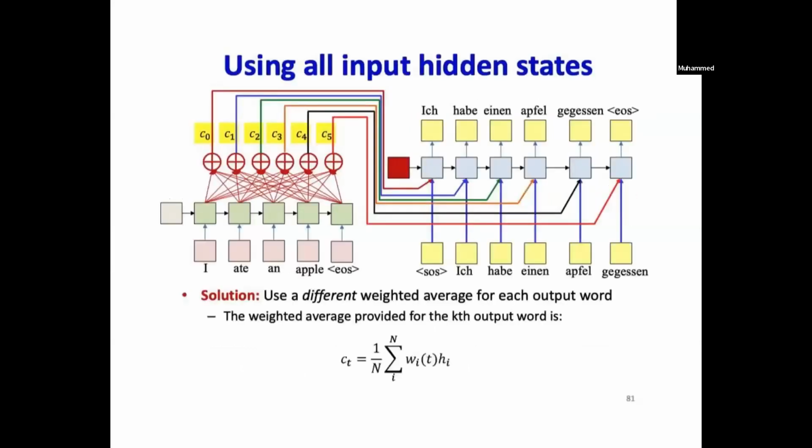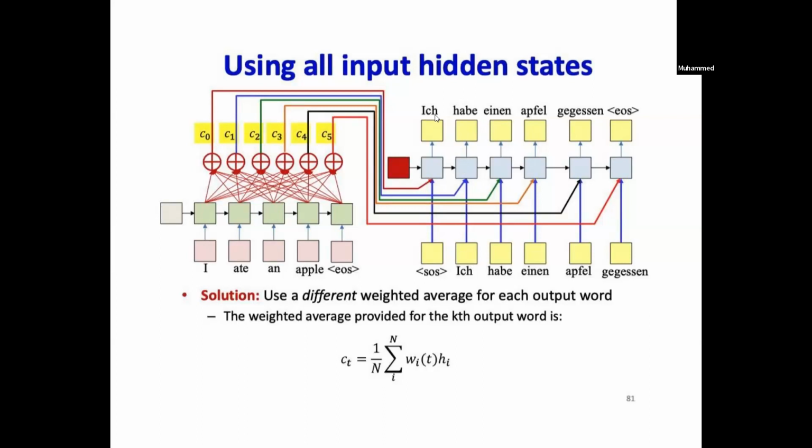Another thing that we can do is use all the hidden states from the inputs, but weight them differently. Each hidden state is going to be weighted differently based on what we are trying to output, at which time step we are.